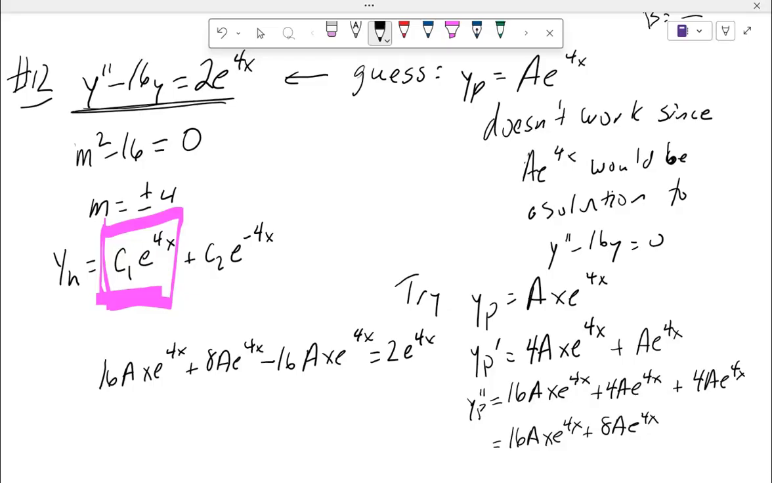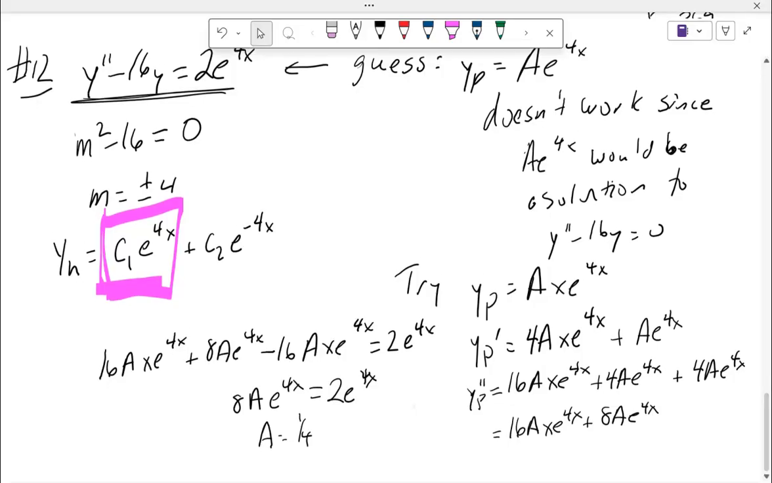That's exactly what's supposed to happen, because were there any x e to the 4x's on the right-hand side? No. So these better go away, because there aren't any on the right-hand side, right? Which they do. So we're at 8a e to the 4x equals 2 e to the 4x. So what does a have to equal? 1/4, right? It's the only way to get the coefficients to match, isn't it?